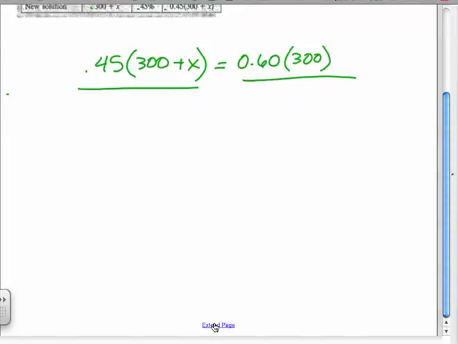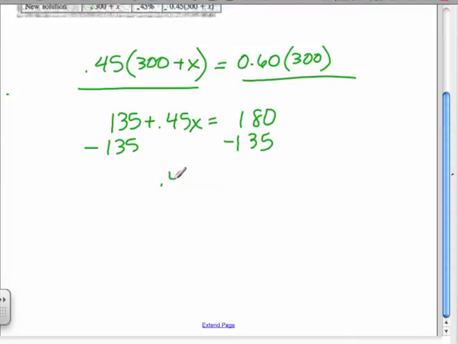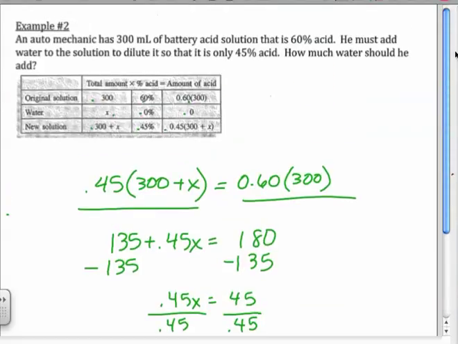All right, well, let's multiply. What's 0.45 times 300? What is it, 135? 135 plus 0.45x is equal to, what's that? Is that 180? Yeah, 180. So let's subtract 135 from both sides. And I'm going to get 0.45x is equal to 45. And I'm going to divide by 0.45 on both sides. And I'm going to get that x is equal to 100. Is that right? So I need to add 100 milliliters of water so that the new solution's 45%.